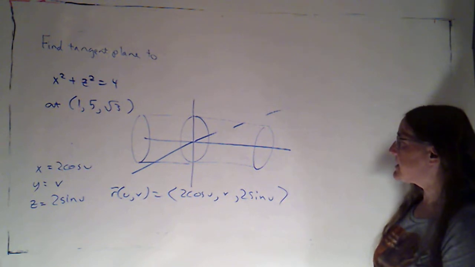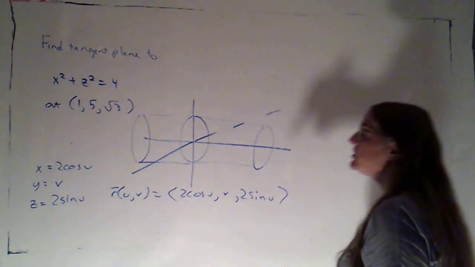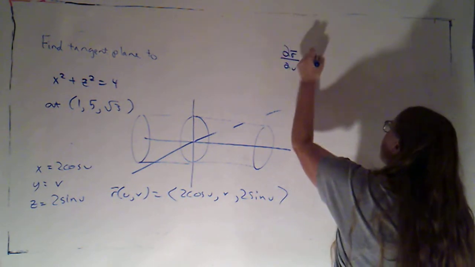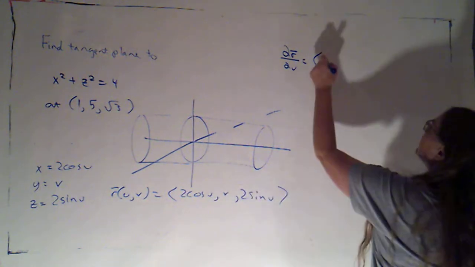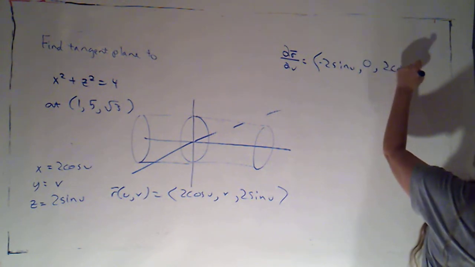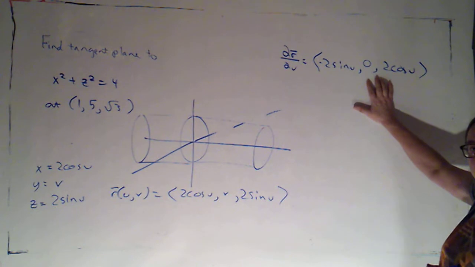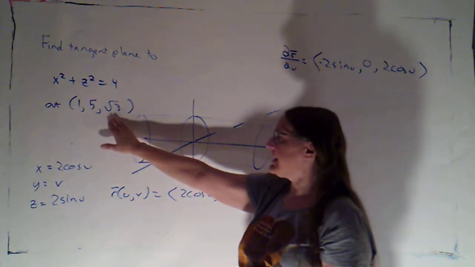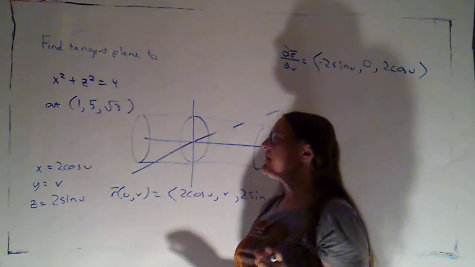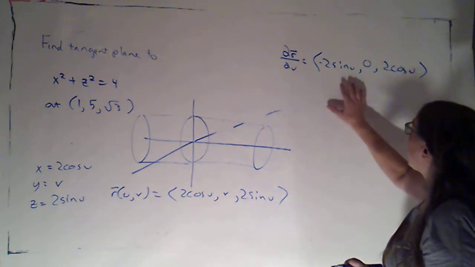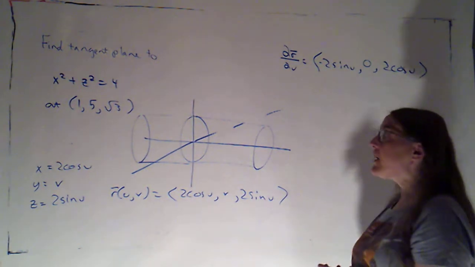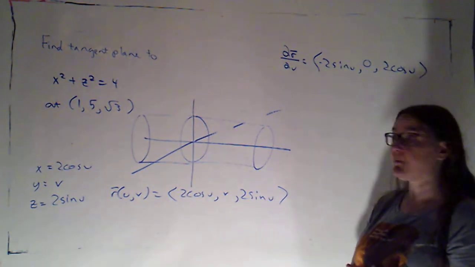All right, excellent. So I've got a point. I want my normal vector. So I'm going to need to take a look at my partials. So the partial of r with respect to u is going to be (negative 2 sine u, 0, 2 cosine u). Now, I need to evaluate that, but I'm not evaluating that here because that's not a u and v value. That's an x, a y, and a z. So I'm going to have to figure out what values of u and v put me at this point.